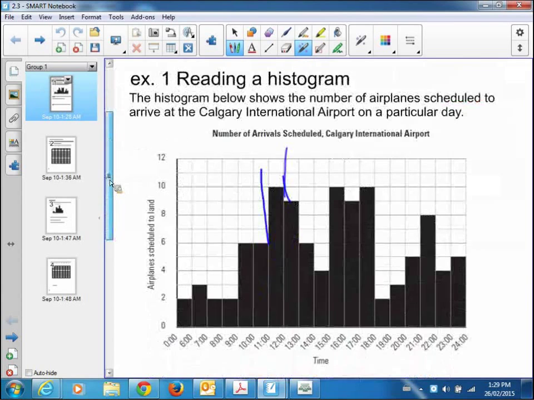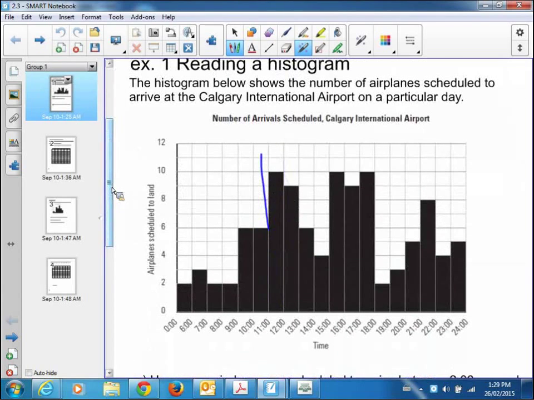What are we talking about? Well, remember the bar graphs? We had things like Saskatoon, Regina, Vancouver, and their populations. That's why we made separate bars for each one.